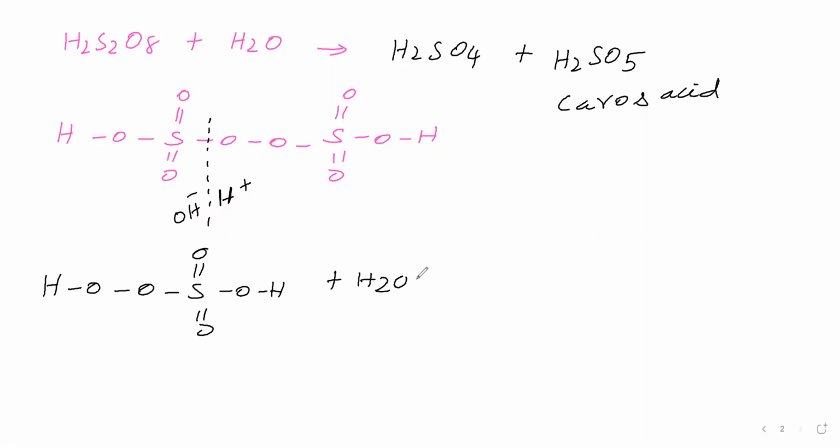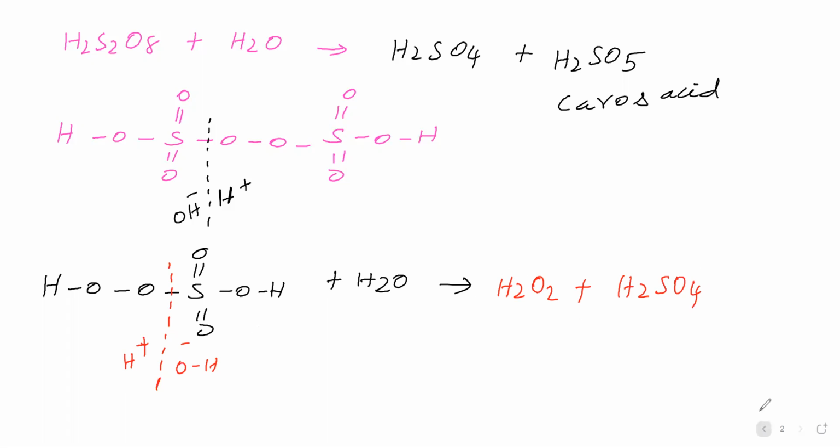It undergoes further distillation. Here this bond is breaking. OH minus comes this side, H plus comes this side. Therefore, this becomes hydrogen peroxide, H2O2, and this becomes sulfuric acid. So we are getting hydrogen peroxide.